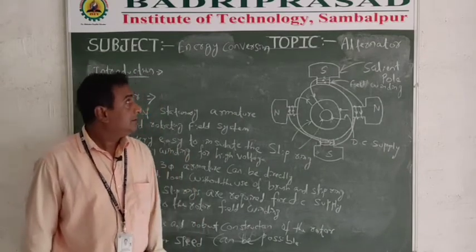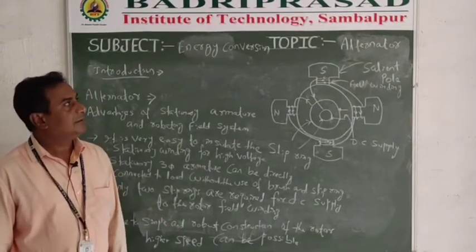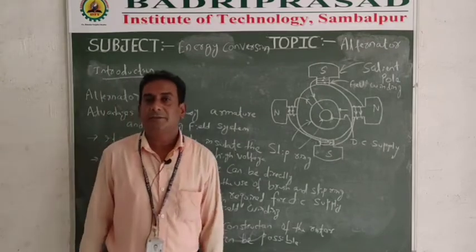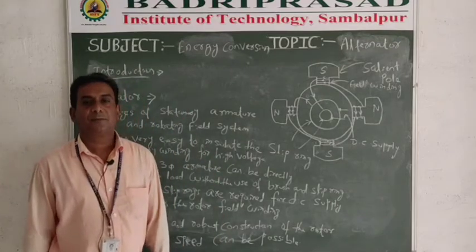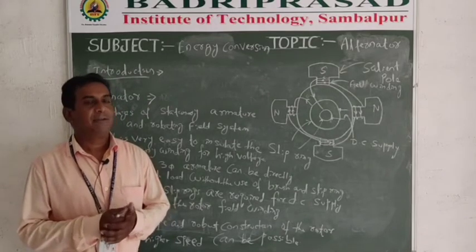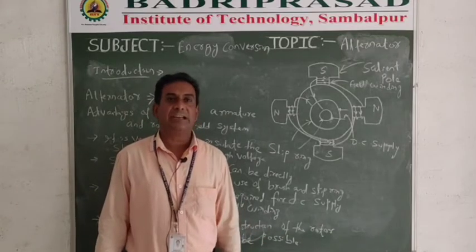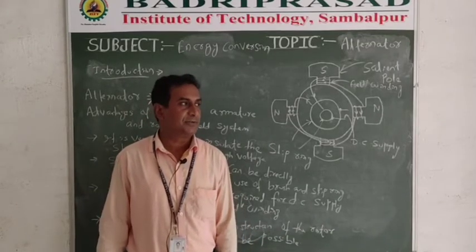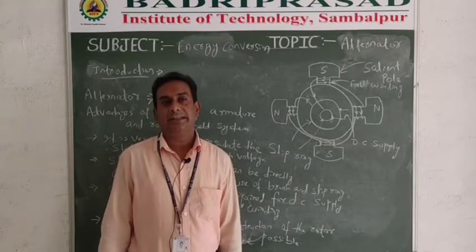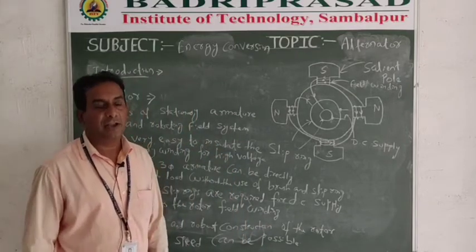So today I will discuss the subject of energy conversion, and the topic is alternators. Before we discuss the alternator, let me tell you what an AC system is and why it is very important. The AC system plays a very important role in generation, transmission and distribution, and with the help of a transformer it is very easy to transfer the voltage from a high value to a low value or from a low value to a high value.